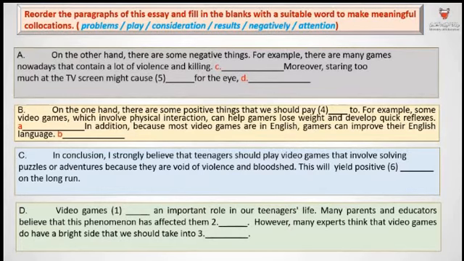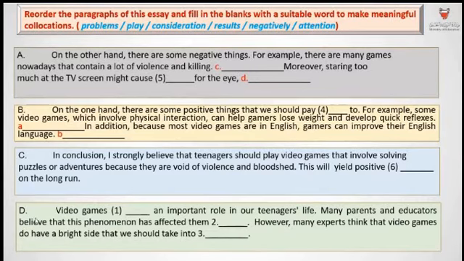The ordering should be pretty easy. I mean, you are familiar now with the layout and the structure of the for and against essay. We have Sufyan. Sufyan, number one is D. How come? You are talking about the order of the paragraph. So D is number one. It means that this is the first paragraph.